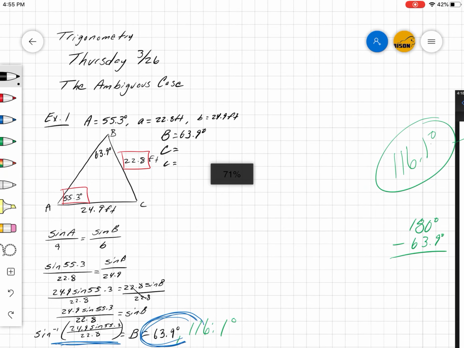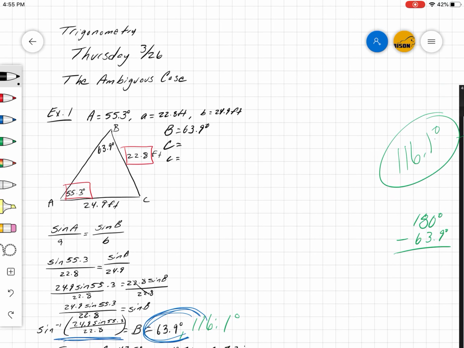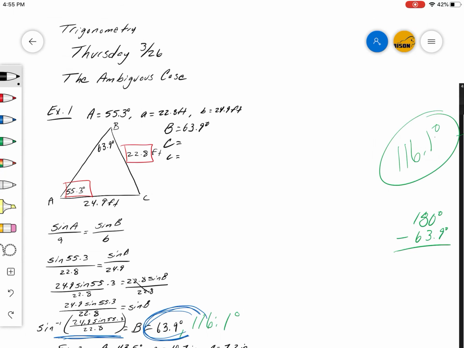So that throws a big old wrench in our situation, because how am I going to put two different angles on the same triangle? That doesn't even make sense. How could I put two different angles in the same spot for B? Well, here's the way that we've got to do it. We have to draw ourselves another triangle.